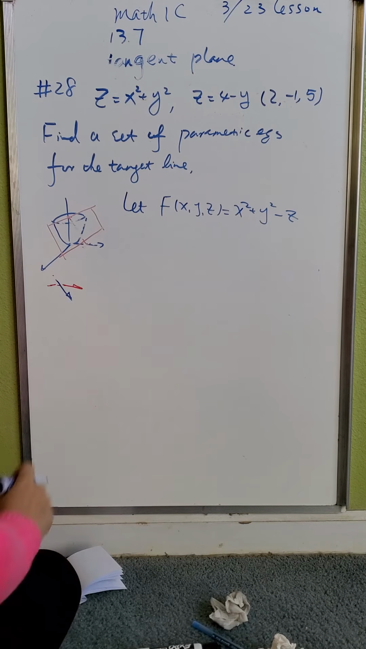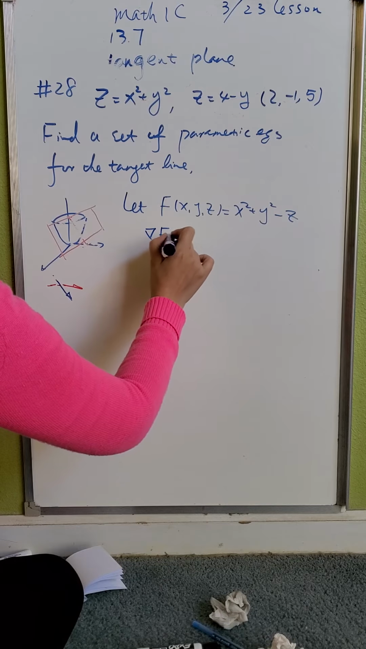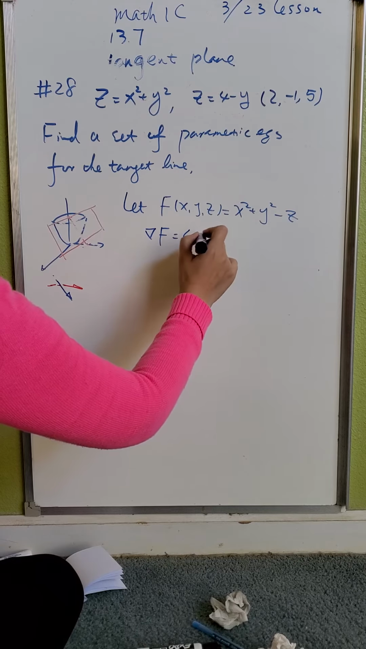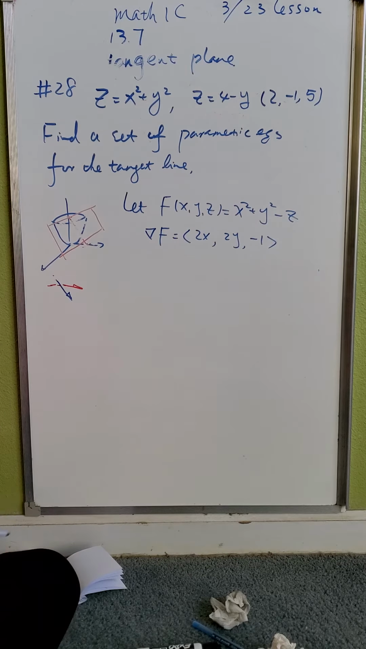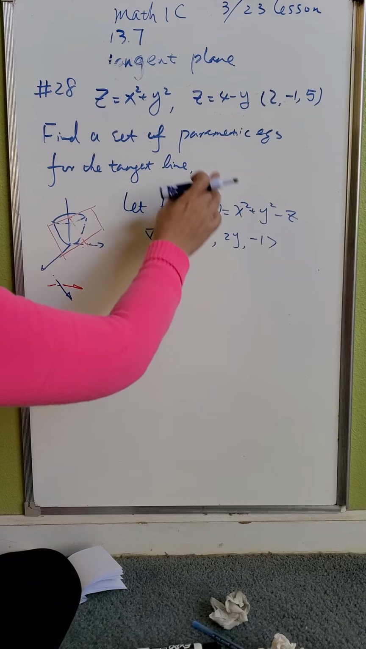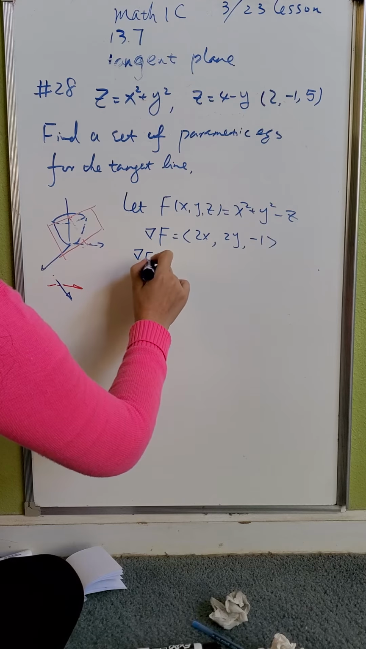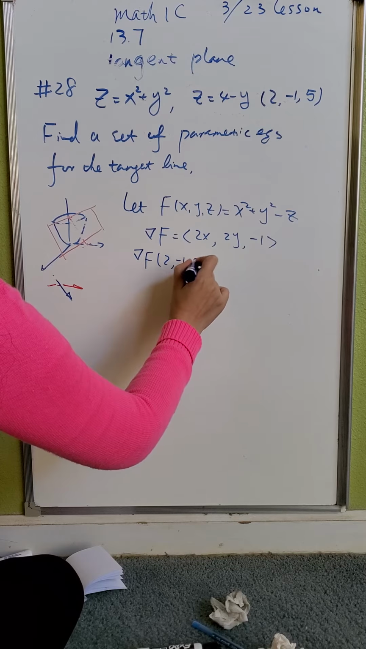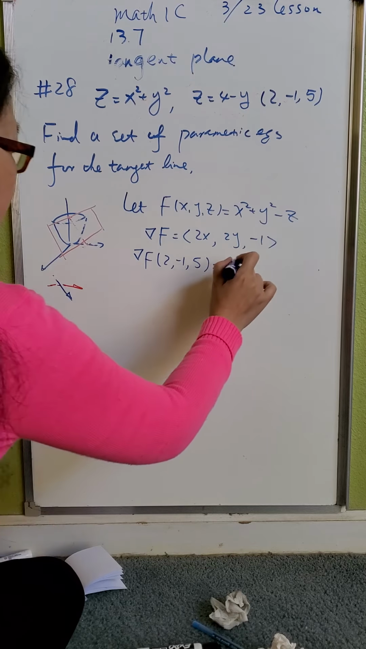So for the first one, I'm going to find the gradient. It equals 2x, 2y, and then minus 1. So that's the first one. And if I put in the point (2, -1, 5), it comes out equal to (4, -2, -1).